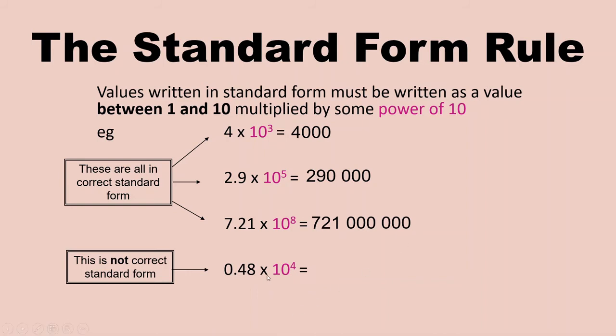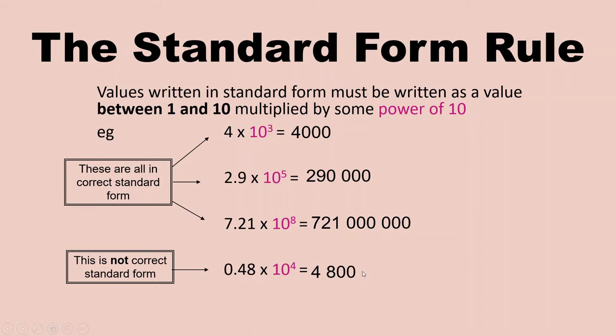This last number, which is not in correct standard form, can still be expanded out: 0.48 times 10 to the power of 4. Let's move that decimal 4 places. 1, 2 will take it to the end of the number. I've got 2 more to go, so I need 2 zeros after that, 4,800.